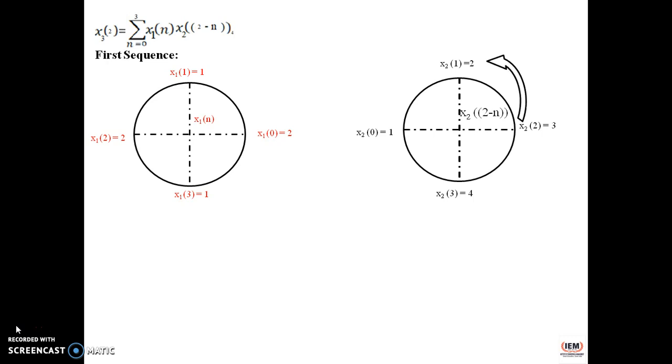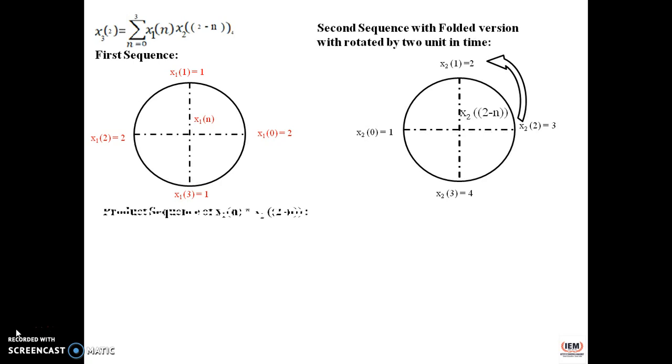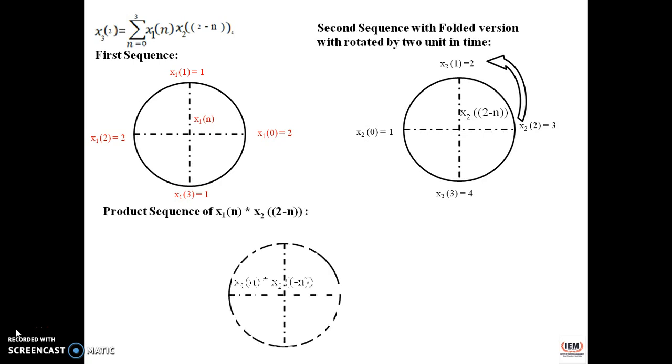That means x2 modulo 2 minus n 4. Now the point considered as x22, x21, x20 and x23. Now for the product sequence, if we consider, we get 6, 2, 2 and 4 value after point to point multiplication, and finally after all 4 value addition we get x32 value, that is 14.